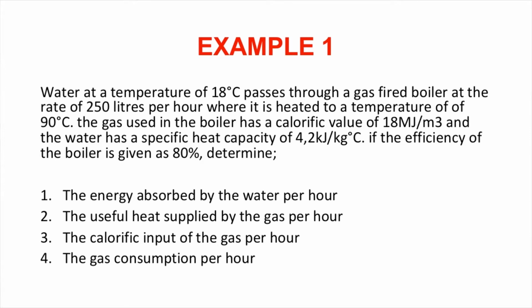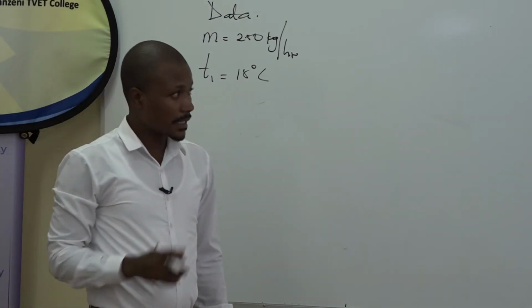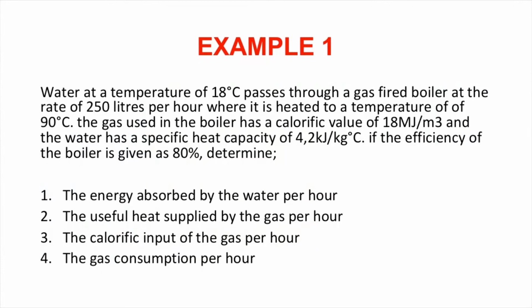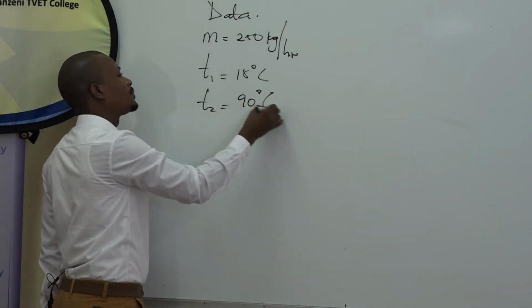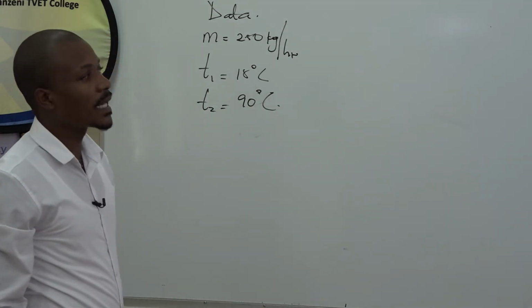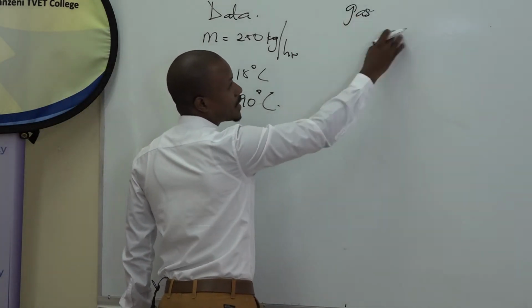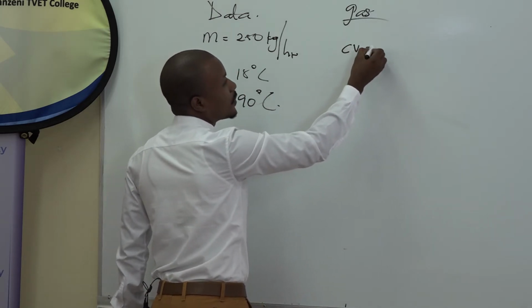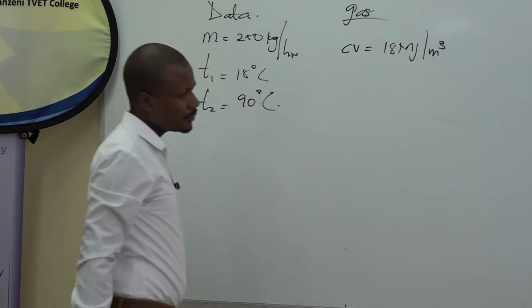Now, the initial temperature of water is given as 18 degrees Celsius. They say here, when the water passes through that gas-fired boiler, it increases its temperature to 90 degrees Celsius. T2, 90 degrees Celsius. And then they say the gas used in the boiler has a calorific value. So now we're speaking of the gas, so we're going to have separate data for the gas. The calorific value of gas, 18 megajoules per meter cube.